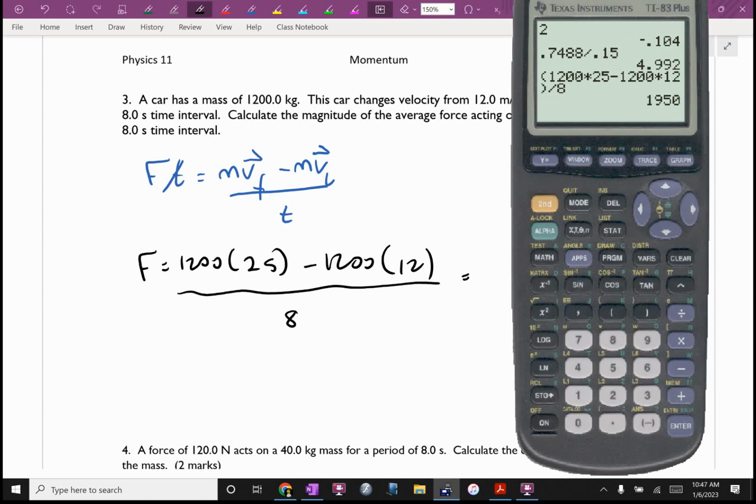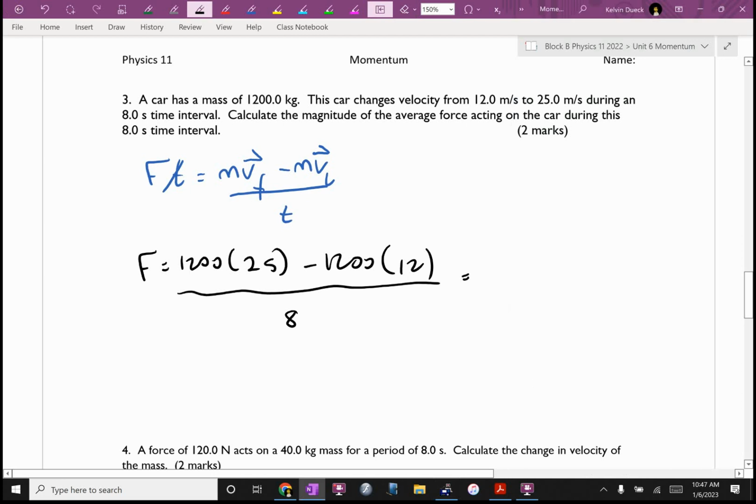Do you get 1950? Yeah. Direction. Oh, no, they just said find the magnitude. They didn't care about direction, so who cares? I guess I would go something like this. I would probably give you 1 mark if I saw that, a half mark for that, and a half mark for the answer.